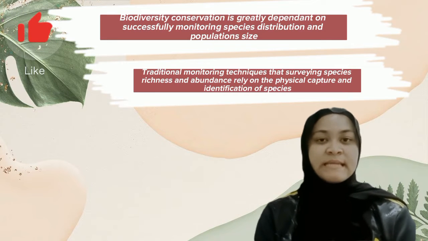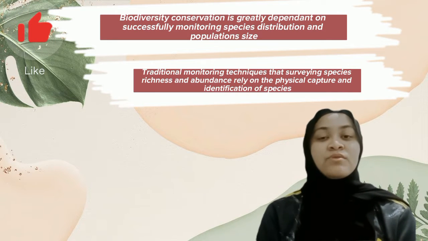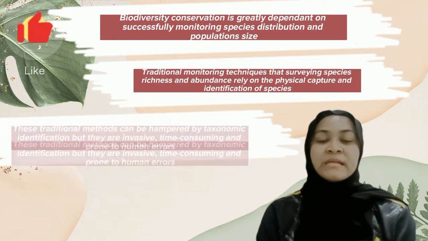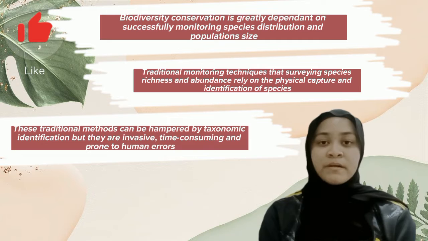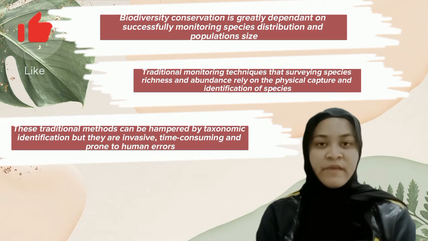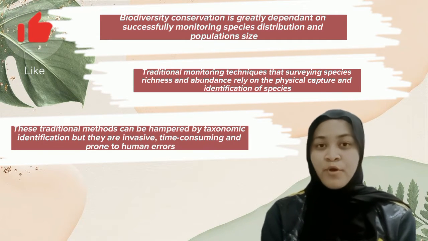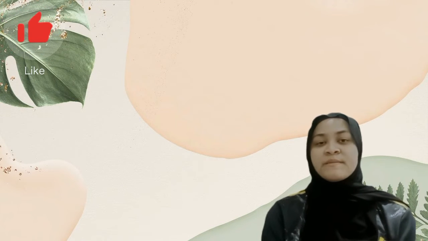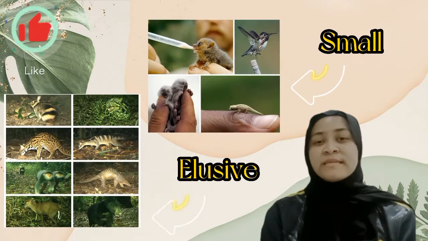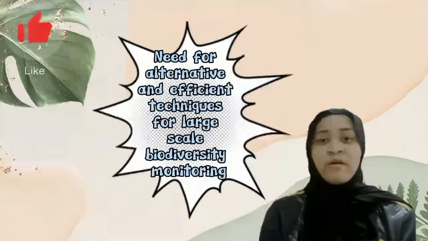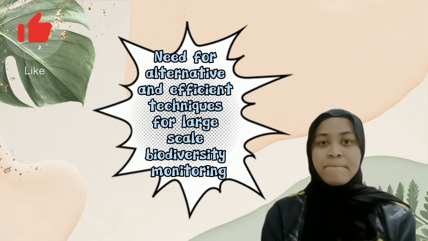Traditional monitoring techniques like surveying, species richness, and abundance rely on the physical capture and identification of species. These traditional methods can be hampered by taxonomic identification, but they are invasive, time-consuming, and prone to human errors. Some of these methods make it impossible to detect small and elusive species, so there is urgent need for alternative and efficient techniques for large-scale biodiversity monitoring.